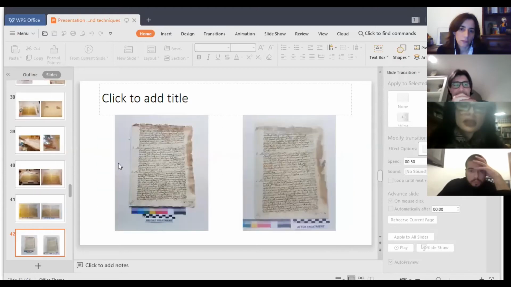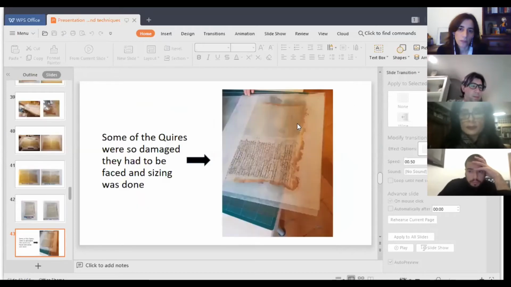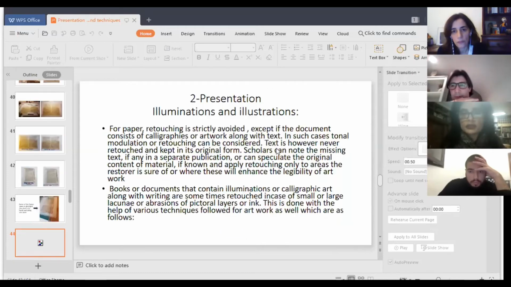Again, another case study. This is the lining of the document. It was completely damaged from here. It was completely lined with a thicker Japanese paper to provide longevity. Some of the quires were so damaged that they had to be faced and sized. Sizing was done with a larger piece of Japanese tissue before its presentation.